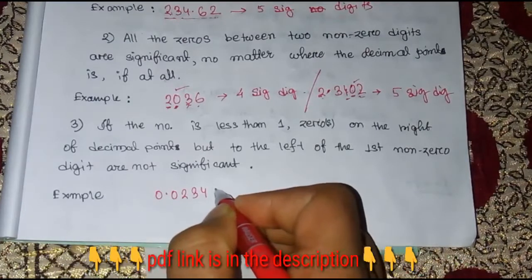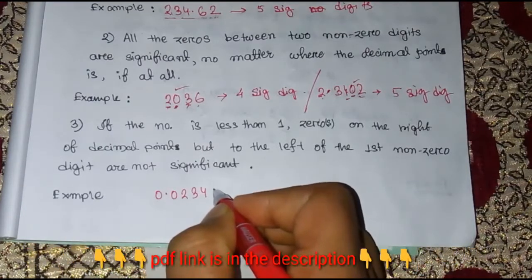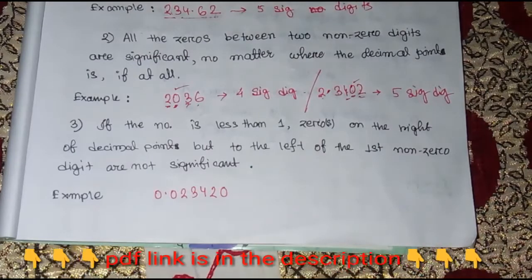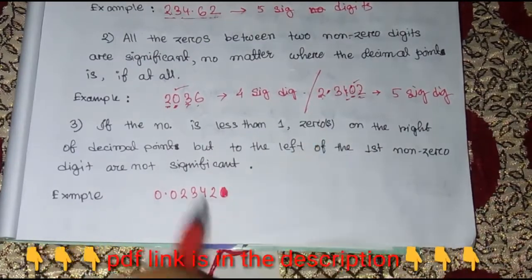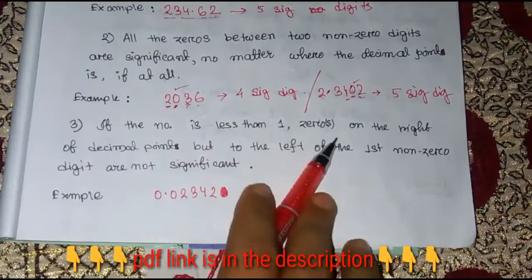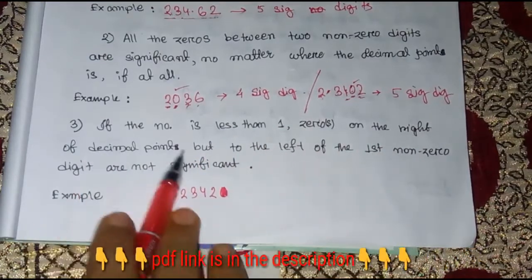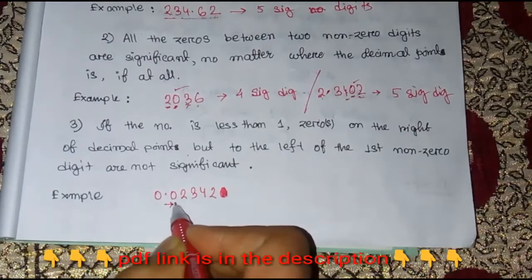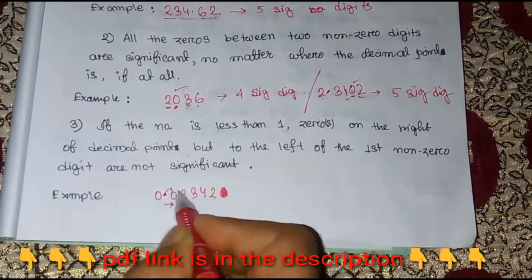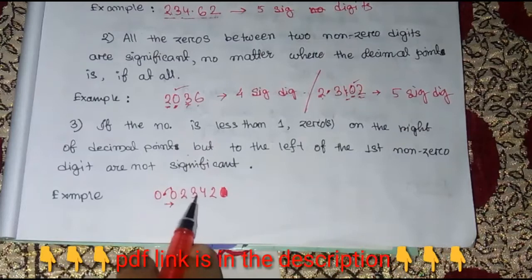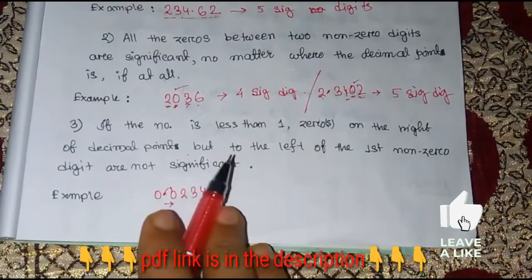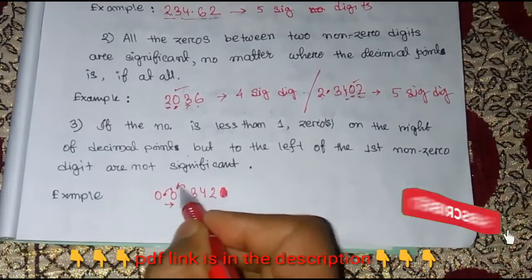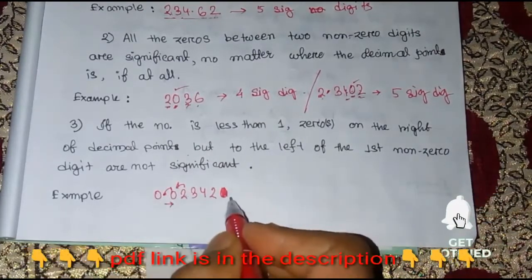0.0234. Okay, so here it is written that if the number is less than 1, the zero on the right of the decimal point, that means this zero, and to the left of the first non-zero digit, that means this is the first non-zero term, so the zero to its left will not be significant.